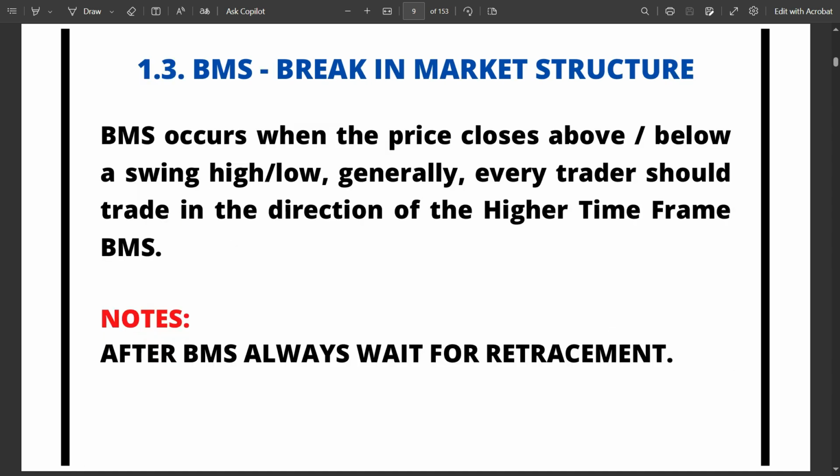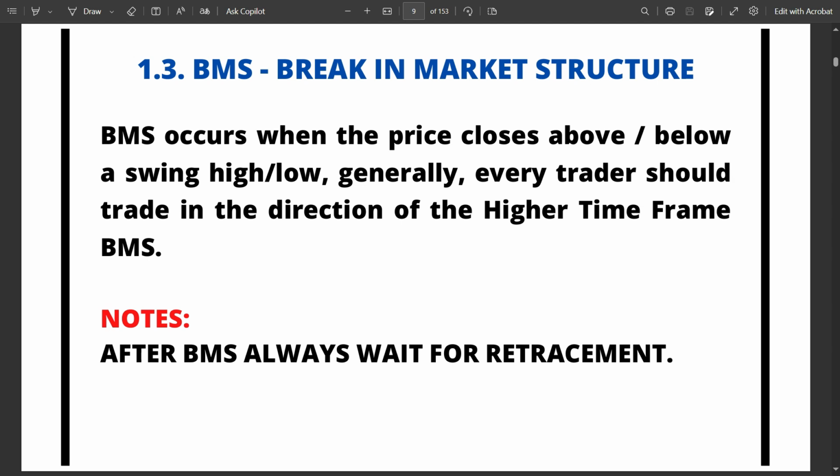Next, let's discuss BMS, which stands for break in market structure. This occurs when the price breaks above or below a swing or closes beyond it. Recently, even a shadow penetration is considered acceptable by some experts. Essentially, every trader should align with a higher time frame's BMS. What does this mean? It advises you to use multiple time frames. For example, in the 1-hour time frame, before confidently entering, it's better to go to a higher time frame and make sure the larger structure has formed a BMS, giving you confirmation in the opposite direction. This allows you to search for entry points with more confidence.